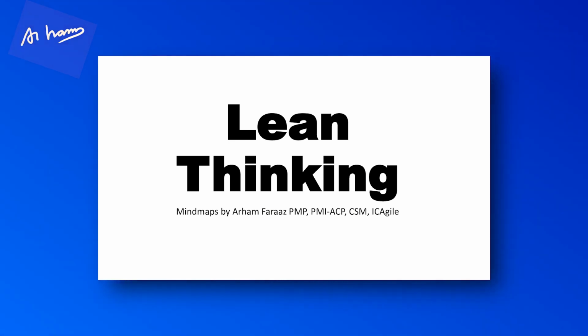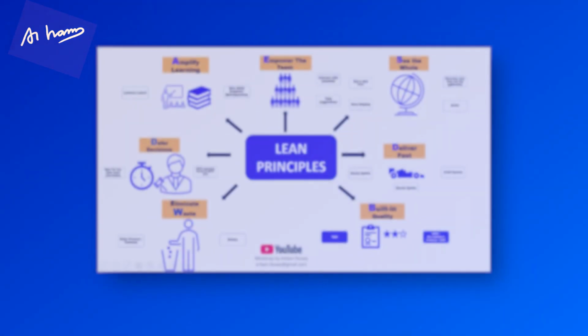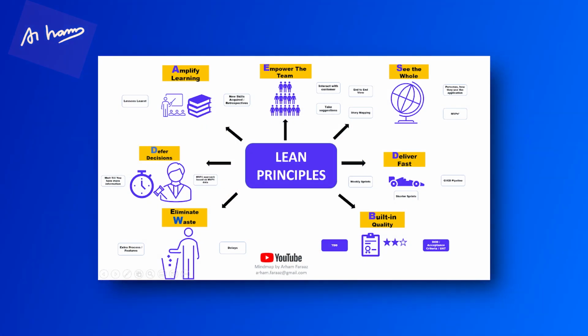So lean thinking is an agile way of thinking, right? It's more of a mindset kind of thing when you're doing things. So they have got 7 principles. Okay, just understand the 7 principles, and then I'll talk about 7 lean wastes, and then we are done for this video. Okay, fine. So there's a small mind map in front of you.